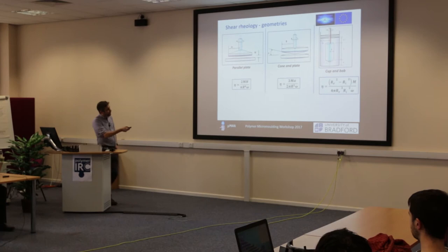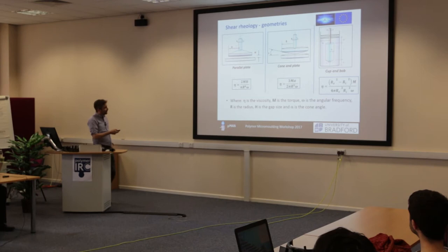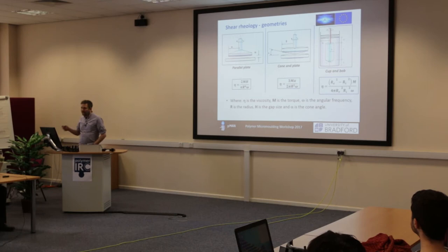The cup and bob, slightly more complex, but what you're really looking at is simply concentric cylinders. So it's a standard Couette flow. Governing equations are there. M is the torque, okay, so that's what we're going to measure on this rheometer. Simply measure how difficult it is to rotate, okay, at a certain speed. And from that, you can work out your viscosity. Now, viscosity takes a wide range of different terms. In this case, we're going to use eta or eta star pretty much all the way through.